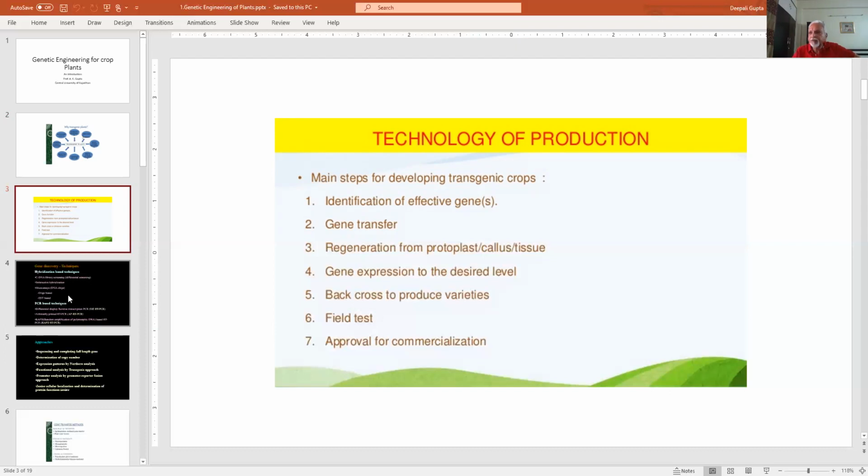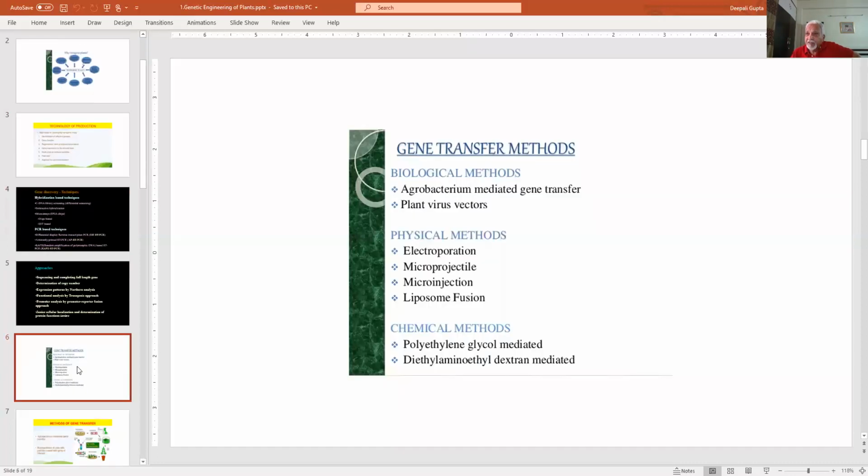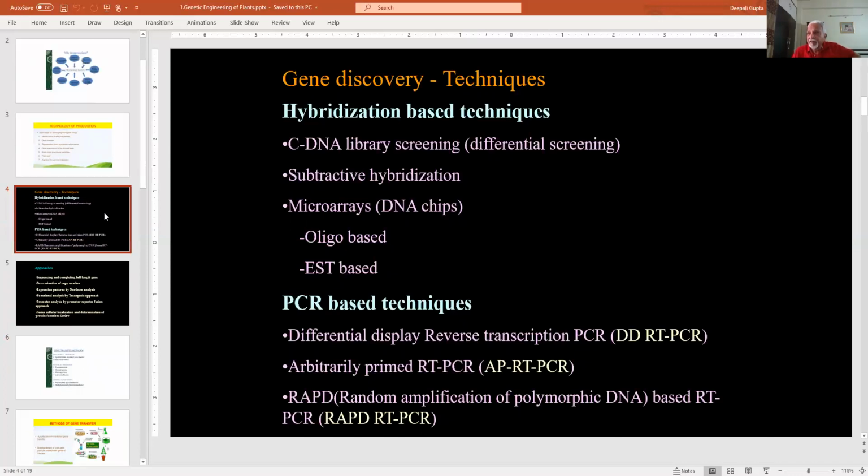So when it comes to identifying genes, there are a whole lot of methods which have been tried for identifying and isolating genes and then characterizing them for the function. This is the first step in the technology development. So to name a few, gene discovery involves two approaches. One is the hybridization based techniques and another is the PCR based techniques.